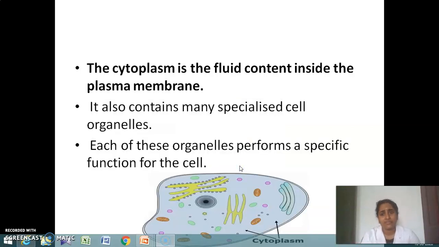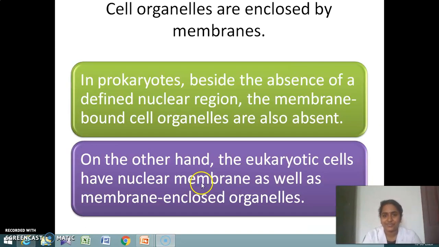Children, how can we define cytoplasm, or rather, how can we describe cytoplasm? Yes, the cytoplasm is a fluid content inside the plasma membrane. It also contains many specialized cell organelles. Spell it as O-R-G-A-N-E-L-L-E-S. Each of these organelles performs specific functions of the cell, isn't it?